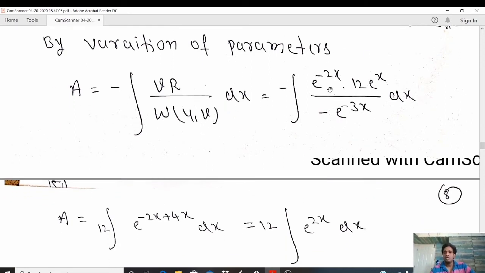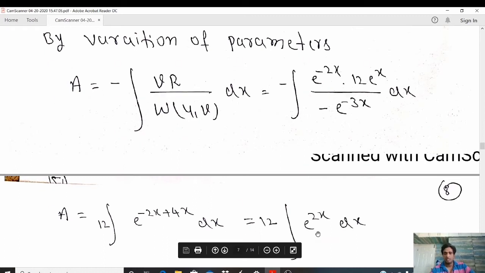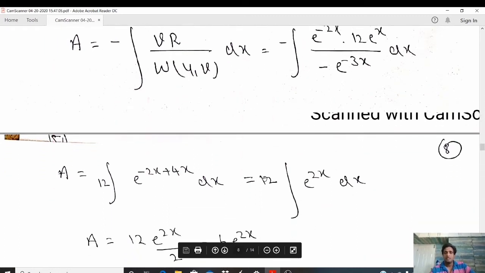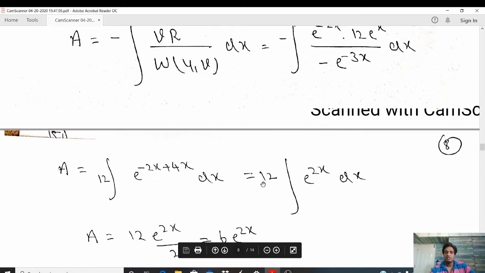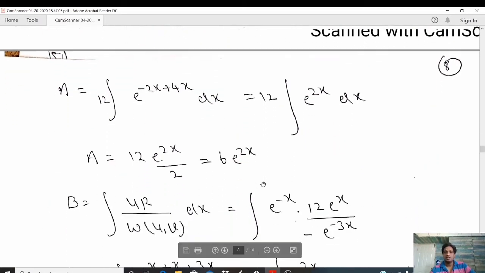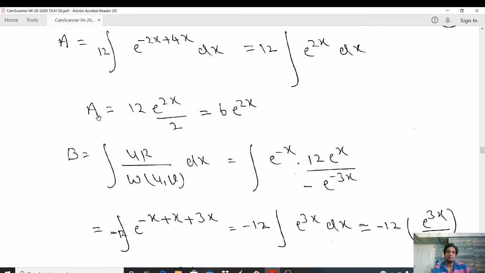All the values are in e only. So in the numerator this value is e power minus x. If you bring e power minus 3x to the numerator, it becomes e power 4x. That is e power 4x, and with e power minus 2x it becomes e power 2x. And 12 I am taking outside, and the integration of e power 2x gives a is equal to 12 into e power 2x by 2, that is 6 into e power 2x.